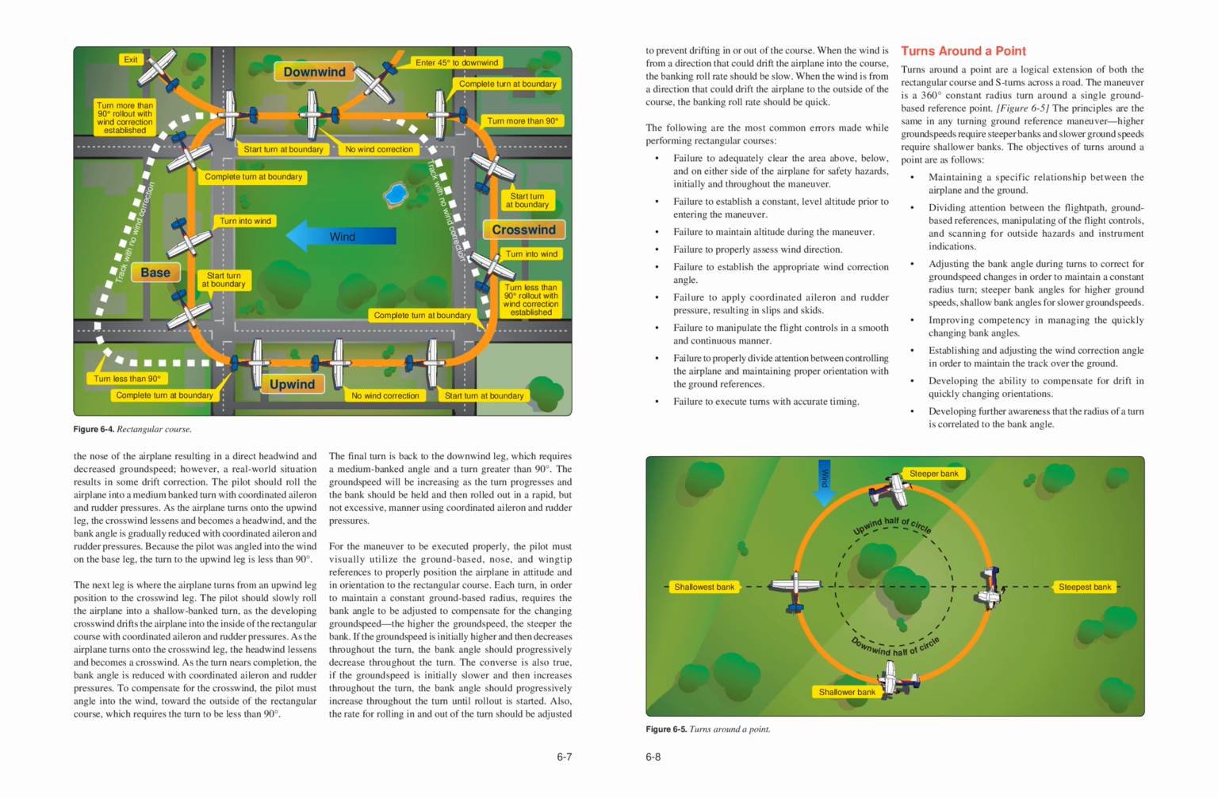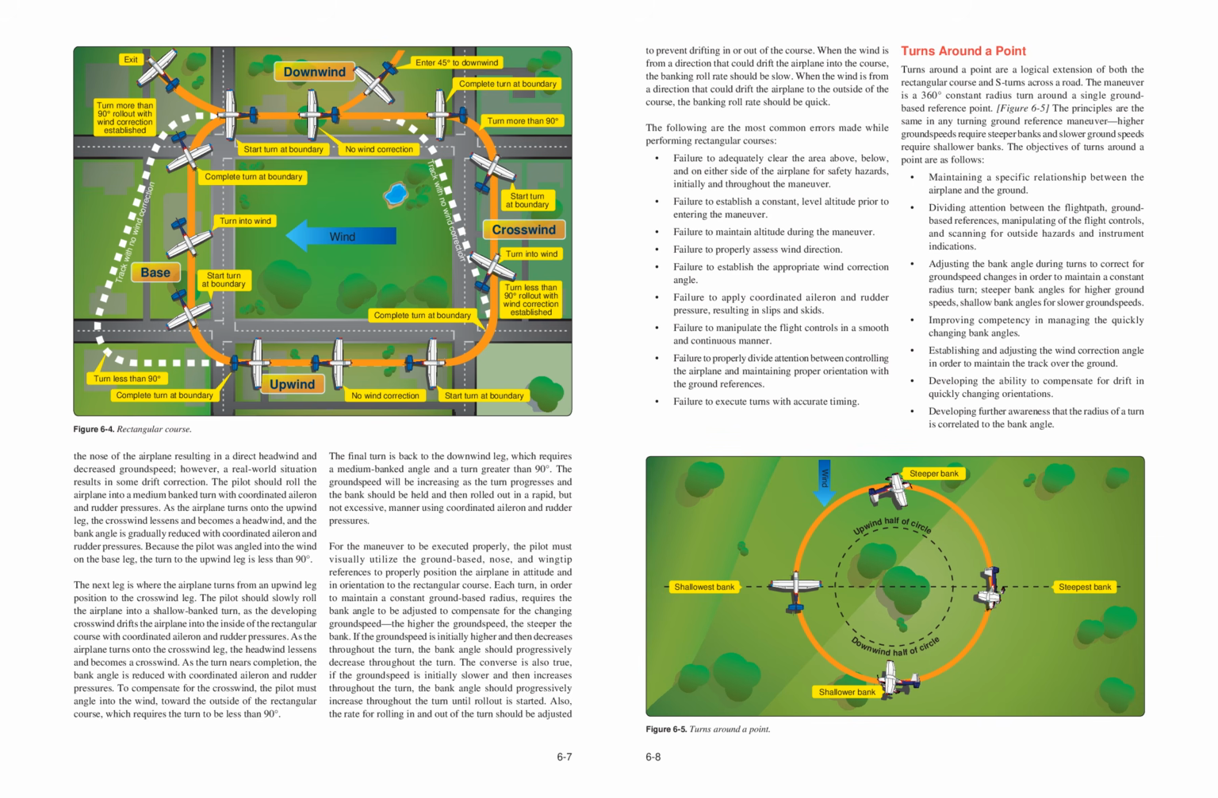Turns around a point. Turns around a point are a logical extension of both the rectangular course and S-turns across a road. The maneuver is a 360 degrees constant radius turn around a single ground-based reference point, Figure 6.5. The principles are the same in any turning ground reference maneuver. Higher ground speeds require steeper banks and slower ground speeds require shallower banks. The objectives of turns around a point are as follows.